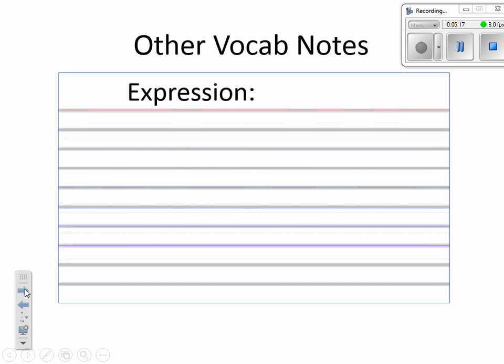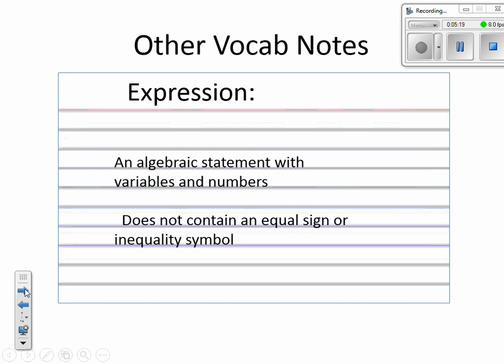So let's be clear, an expression is an algebraic statement that contains variables and numbers. So 3a plus 12 would be an example of an expression. Notice that it does not contain an equal sign or an inequality symbol. Notice in there there's no equals 14. It's just terms. There's not an equal sign there.